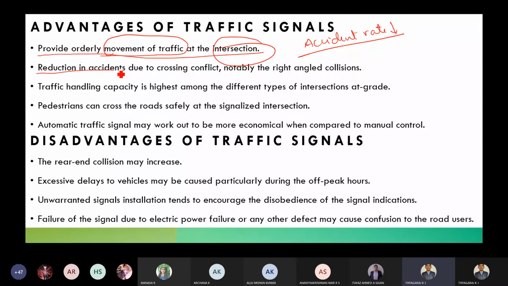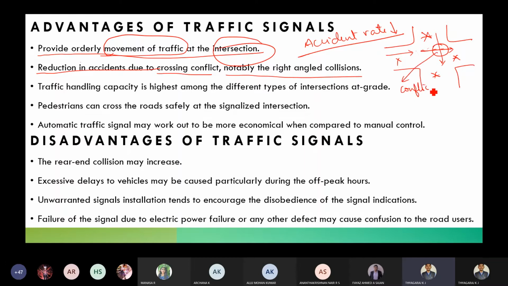Then there is a reduction in accident rate due to crossing conflict, notably right angle collision. For example, if you consider a four legged intersection without a signal, the vehicles will be moving and there will be a crossing maneuver, which is a point of conflict, that is, an accident prone point. If we install a traffic signal, we can easily remove this conflict point, that is, the zone of accident.